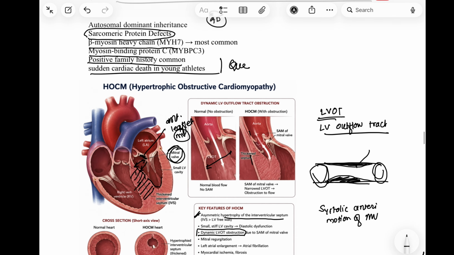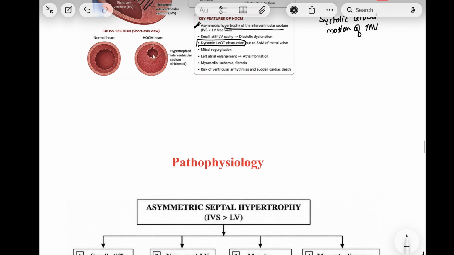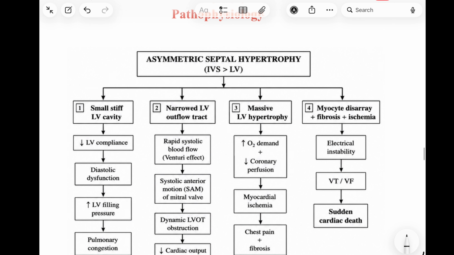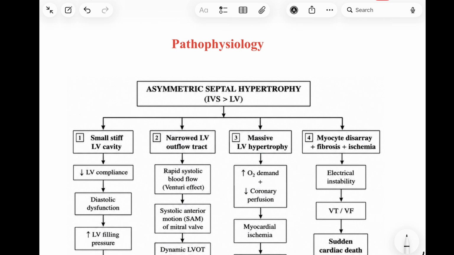So these are few terms that we must understand about this HOCM. We have covered LVOT outflow tract, then we have covered systolic anterior motion of mitral valve. Now let's start with the pathophysiology. So the pathophysiology is very important in terms of HOCM, because as soon as you understand the pathophysiology, it is better to study overall disease, right?